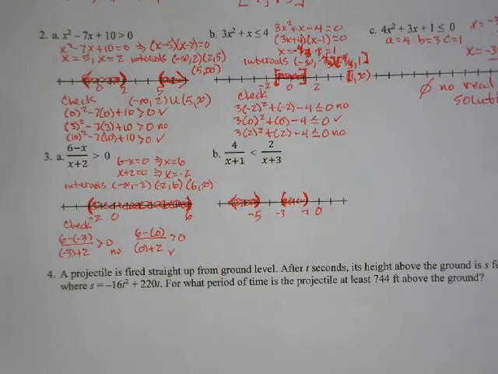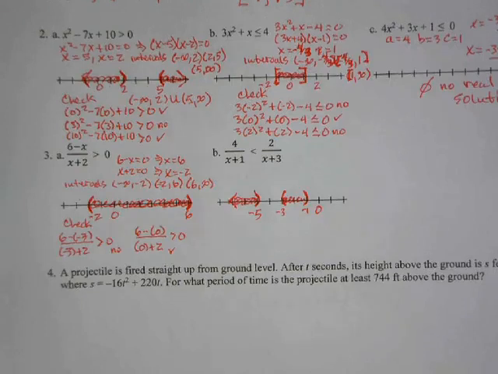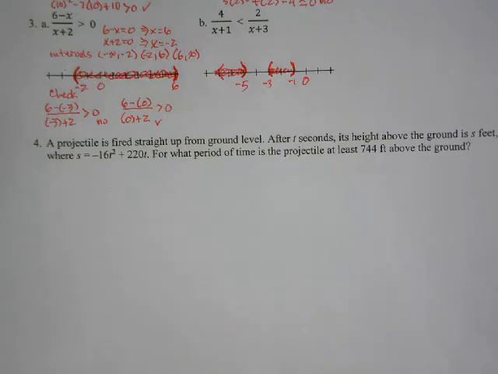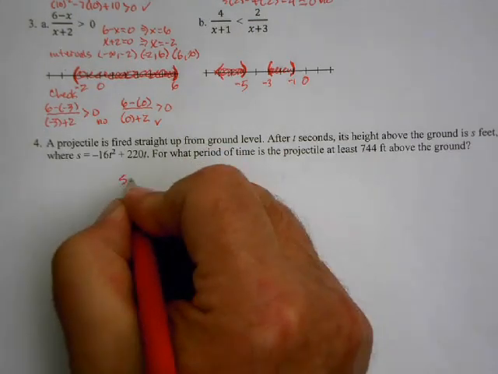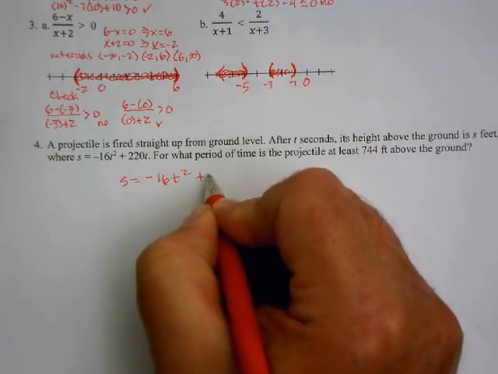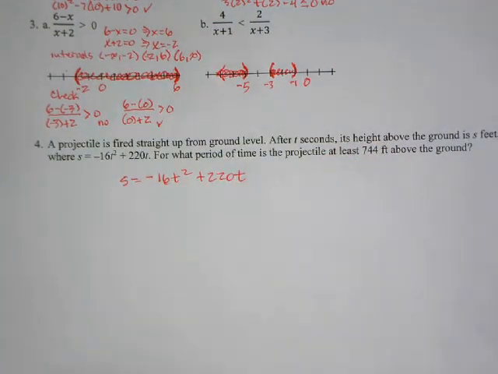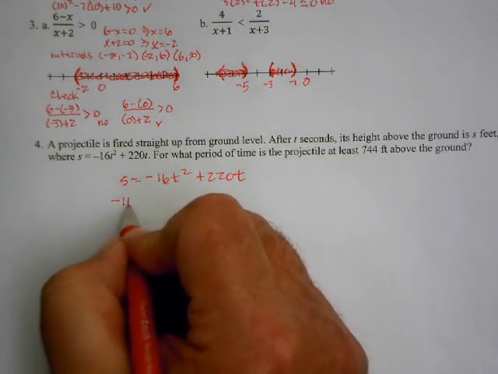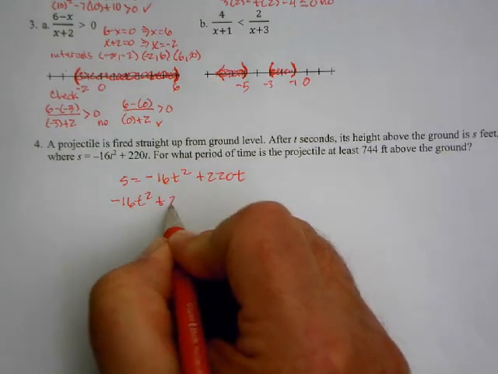All right, our last example with a projectile motion type problem. And the question is, for what period of time is the projectile at least 744 feet above the ground? So that at least tells us that we're going to have an inequality. So again, our equation is this. So the 744 will be with the S. Rearranging, it'll look like this. At least, greater than or equal to 744.